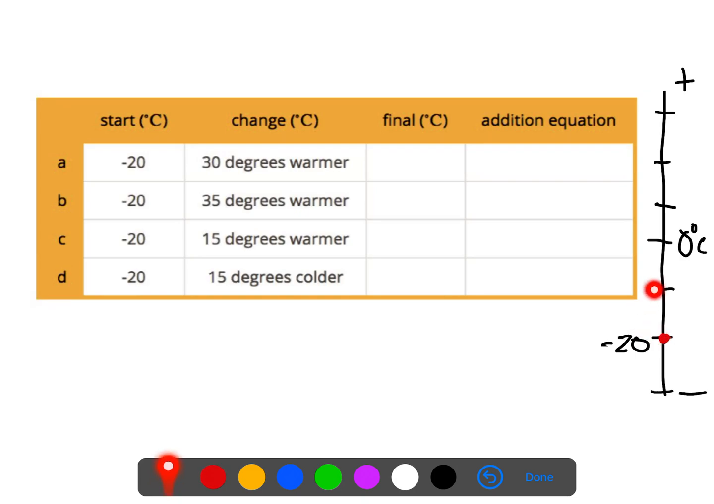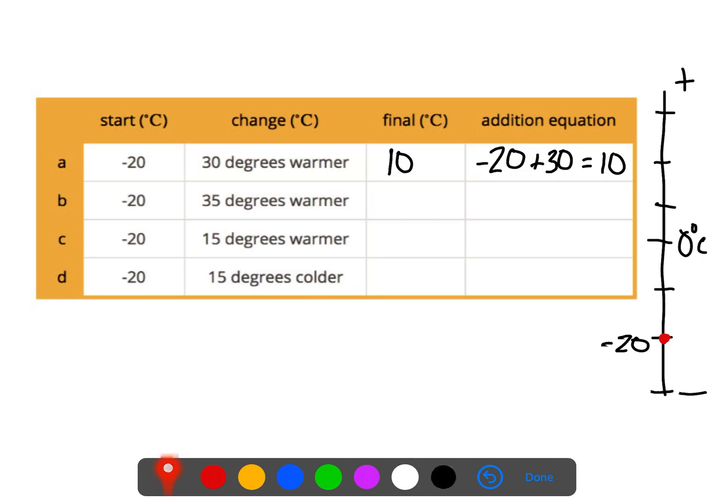All right, if we get 30 degrees warmer from this starting point here at negative 20 degrees, 30 degrees warmer would move up 10, 20, 30. We're going to move past 0 and be above 0, above freezing, and we're going to be at 10 above, so 10 degrees is our final temperature. Our addition equation would show that we took negative 20 plus 30 to equal 10.